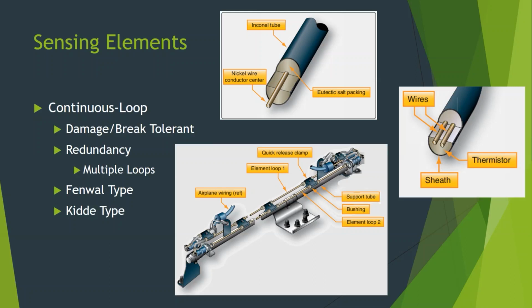We've got the two main types, and you've probably seen these before. We've got what's known as a Fenwal type, single conductor in the center, eutectic salt that provides an insulation until it gets hot, at which point it allows conduction to the Inconel tube on the outside that supplies the ground. The Kitty style works similar. It's got two wires in the middle, and it's looking for continuity between the two of them or to the sheath potentially. However, nowadays Fenwal makes the Kitty style, Kitty makes the Fenwal style. There's other companies, everyone makes everything now. They're just called that because that's who developed them originally.